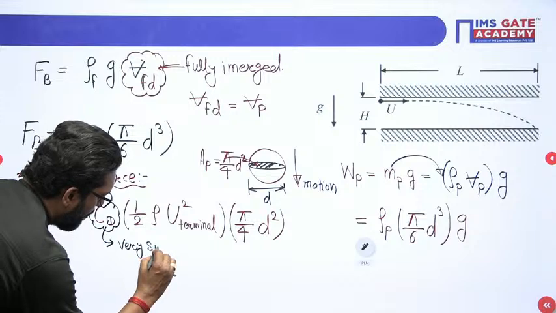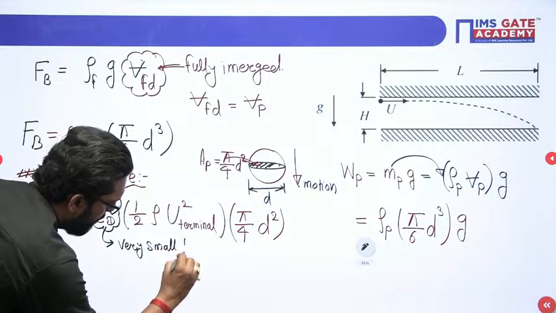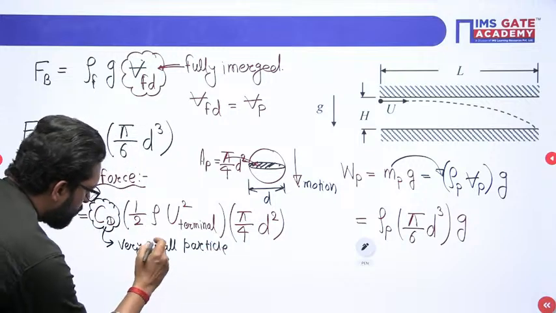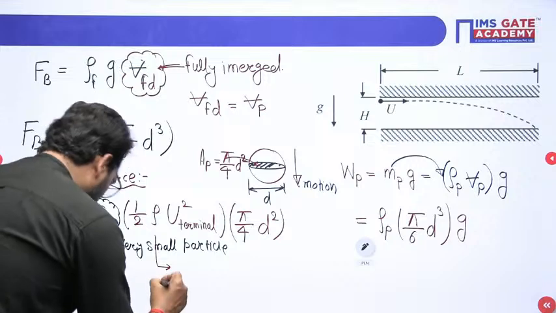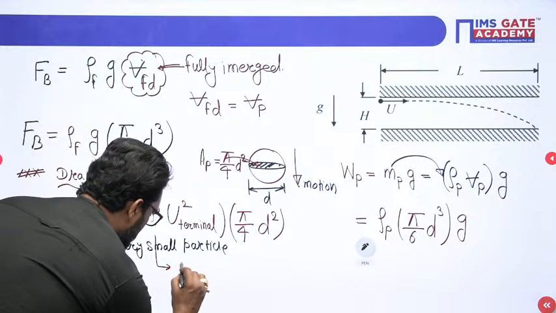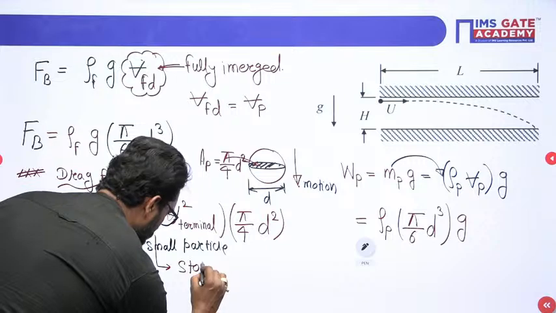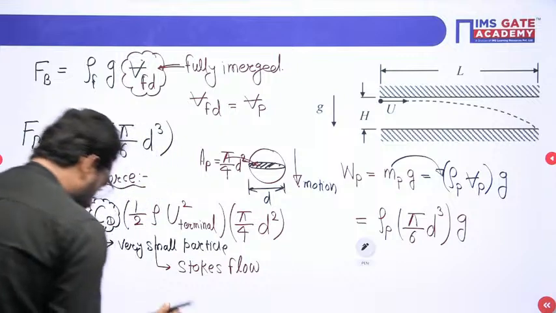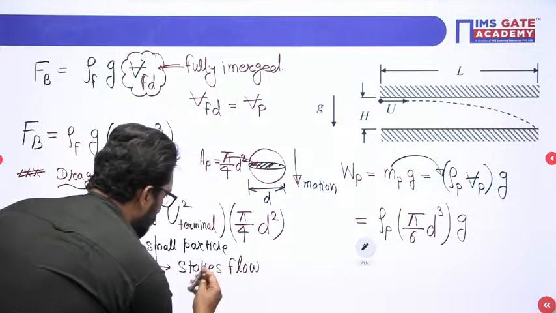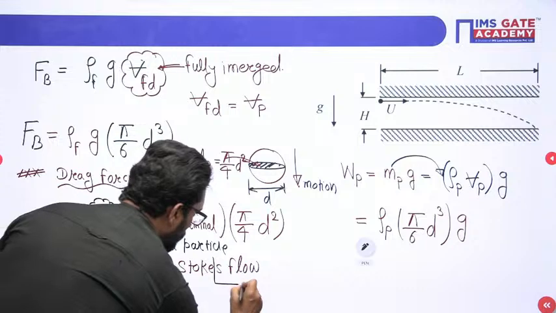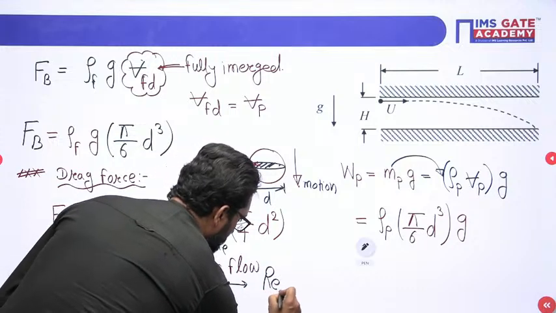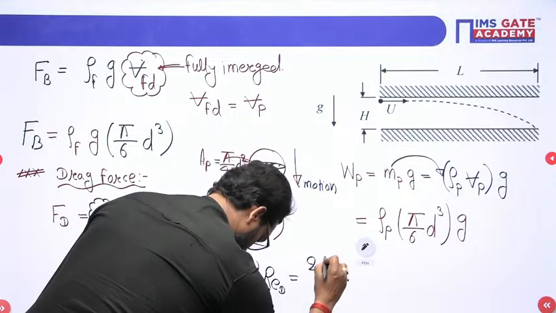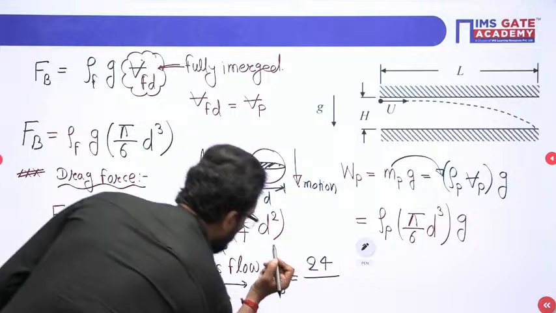Very small particle. If there are very small particles, that means Stokes flow resumes. For Stokes flow, the Reynolds number based on diameter D is equal to 24 by CD.